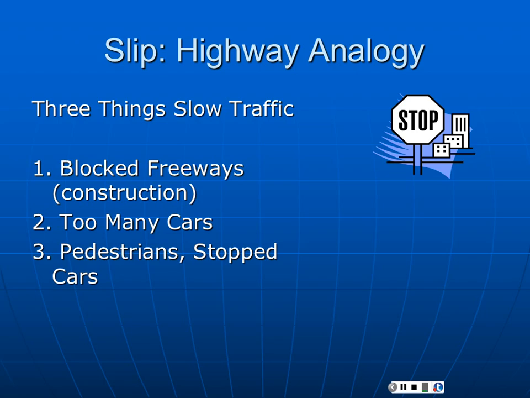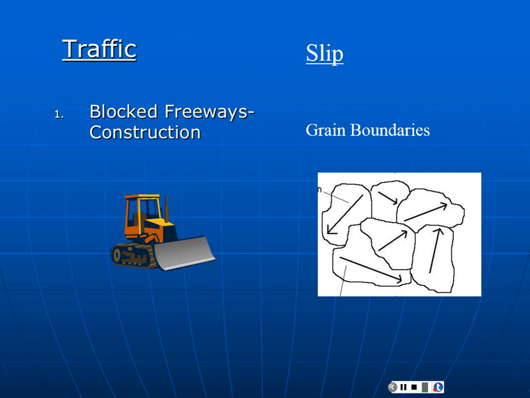So what are the analogies here? Well, freeway construction, where you just block the road entirely, is really analogous to grain boundaries. Dislocations don't jump grain boundaries in general. They have limited ability to do that. And so as we refine the grains of a material, as we add grain boundaries and make the grains smaller by refinement, we are going to interfere with dislocations, and in doing so, we're going to make the material stronger. We're going to resist dislocation movement.